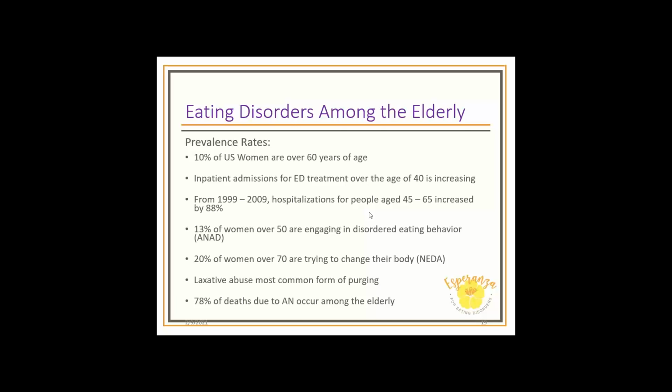But this is a dramatic bullet point here. 78% of the deaths due to anorexia, for those of us who are eating disorder professionals, we know that eating disorders are the most deadly of all the mental illnesses, and 78% of them occur among the elderly. And that is because the body is tired. Often the body is going up and down in weight and has had behaviors that have affected the heart for years.